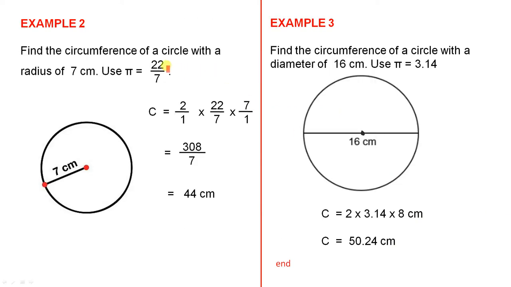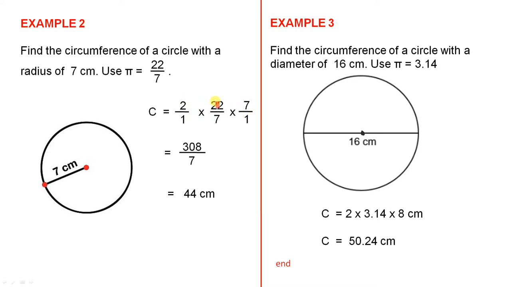Example 2. Find the circumference of a circle with a radius of 7 centimeters. There it is there. Use pi equals 22 over 7. So the circumference is 2 over 1 times 22 over 7 times 7 over 1. So that's 2 pi r.